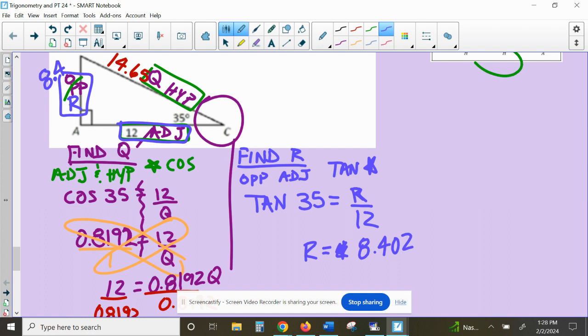8.4. So now we do have all three sides of our triangle. We got the 12, we got the 14.65, and we've got the 8.4, correct? So we can now find the perimeter by adding up all the sides. So we have an 8.4 plus a 14.65 plus a 12. And some of these are rounded, so I'm going to put approximately. What do you got? Approximately 35.1.